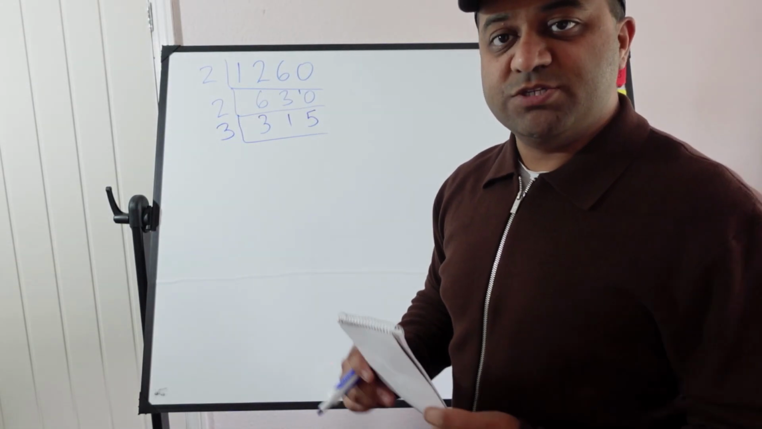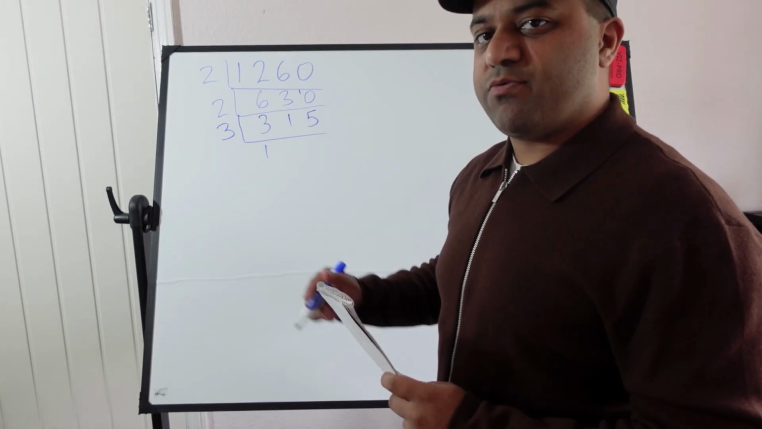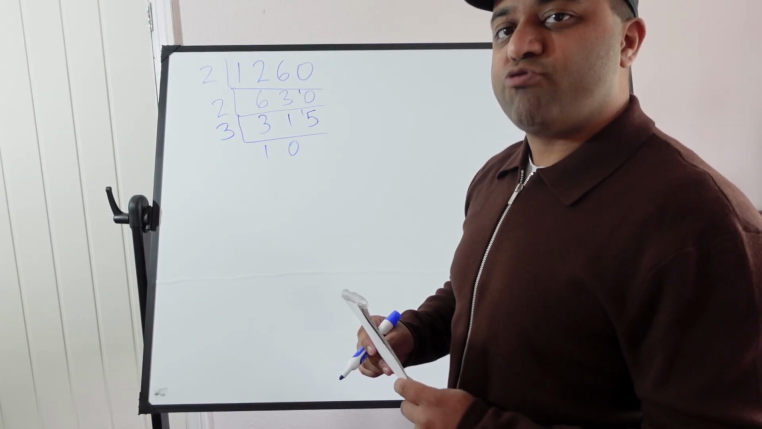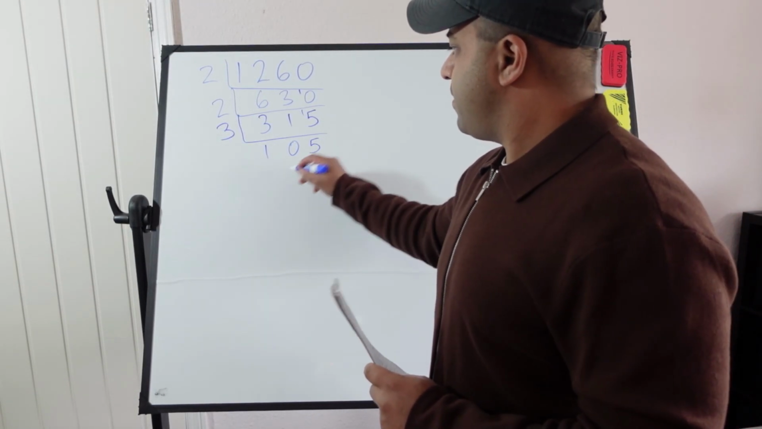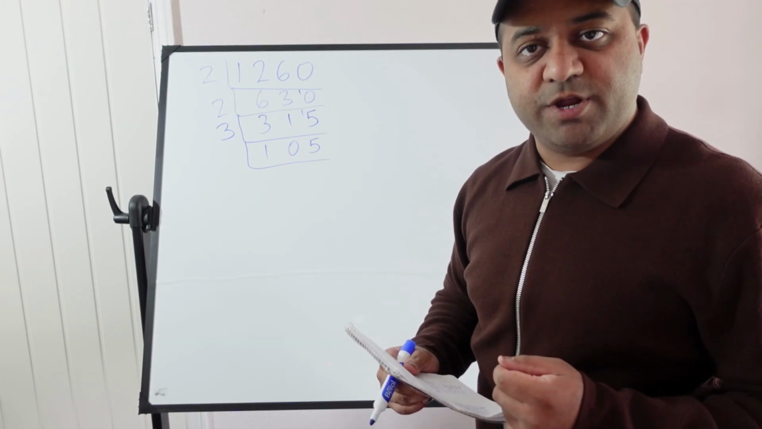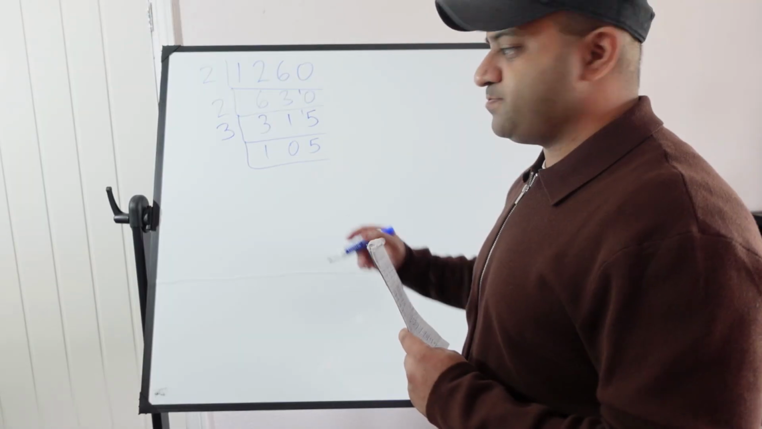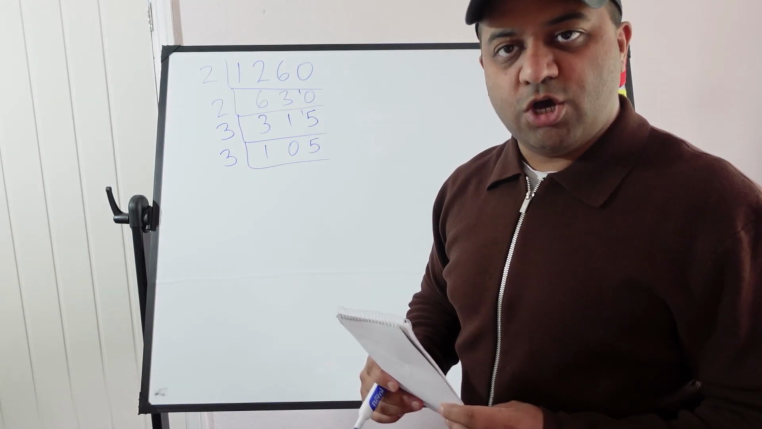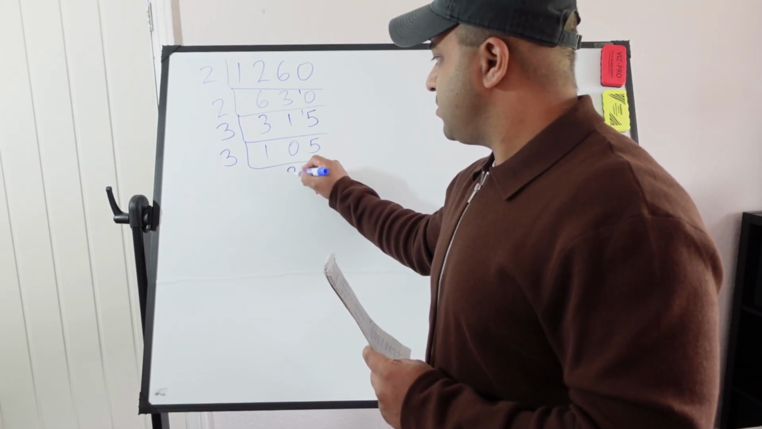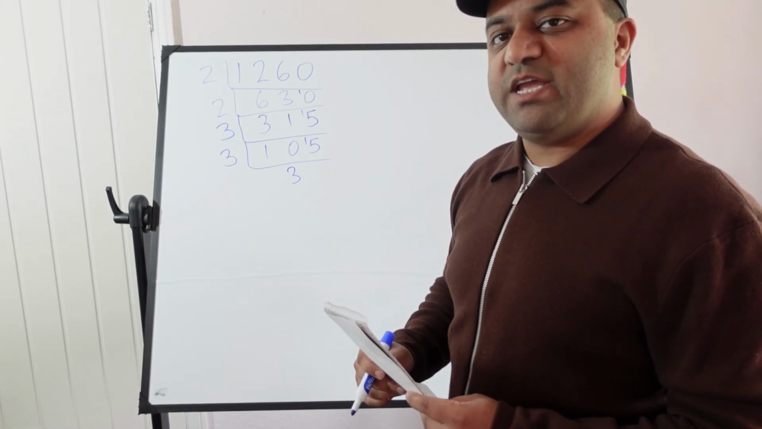So 3 goes into 3 once, 0 times into 1, and carry the 1 to get 15. 3 into 15 is 5. And lo and behold, 105 is divisible by 3, add the digits, you get 6. So 3 into 1 doesn't go, 3 into 10 is 3, remainder 1, 3 into 15 is 5.